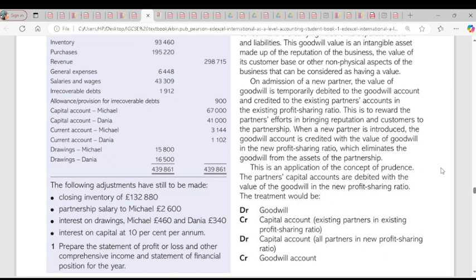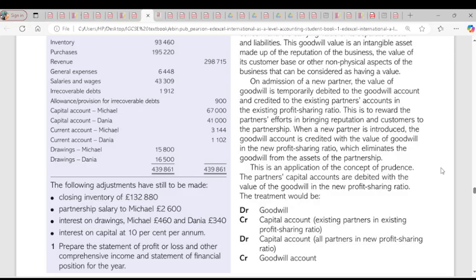The difference between the debit side and the credit side of Michael in the current account is 51,767 minus 15,800 minus 4,460 minus 2,600, which is 32,907. But 32,907 is not what you're going to write. You have to add 2,600 into the current account. So 32,907 is your balance here, but 2,600 will be added in the statement of financial position.